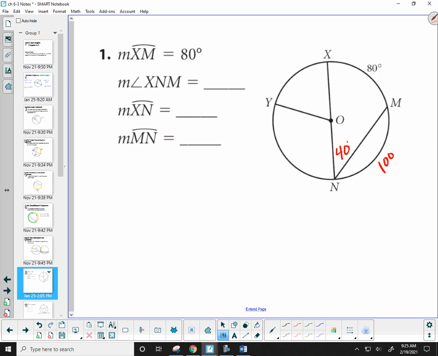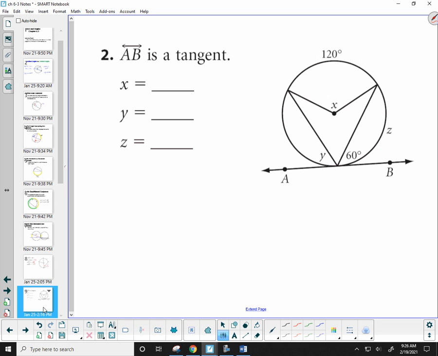So let's figure out, what do we need to know? Let's see, X and M. So that angle is 40 degrees. Arc XN is a semicircle. That has to be 180. And then MN, we labeled as 100. Is that okay? All right, why don't you try the next one now?